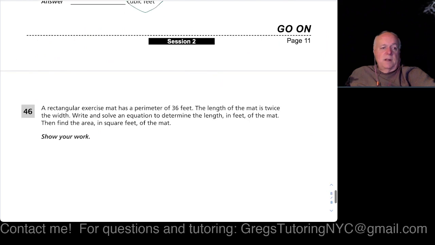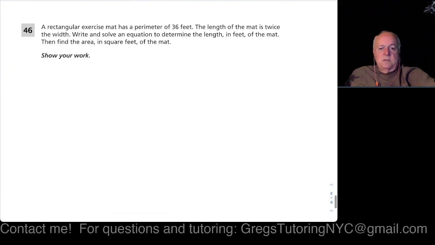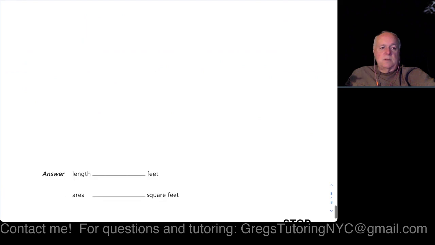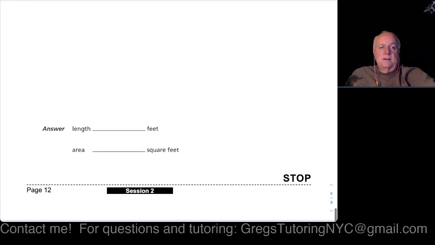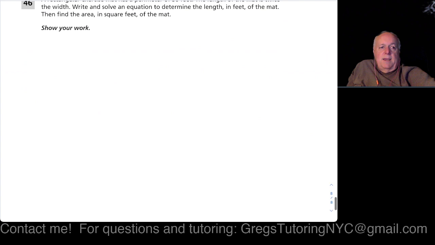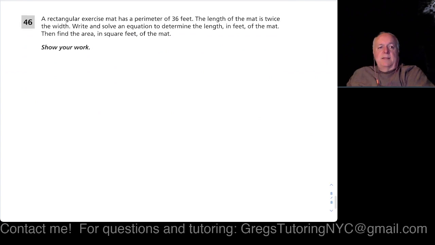46. Is this the last question? Let me see here. Yep, it is. Okay, so they're looking for a length and an area. A rectangular exercise mat has a perimeter that is 36 feet. Okay, they're not telling us how to do that. The length of the mat is twice the width.